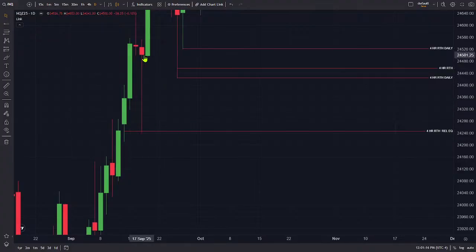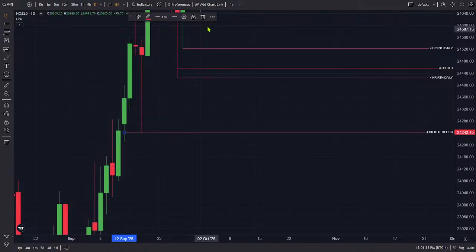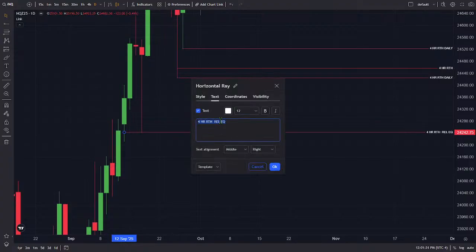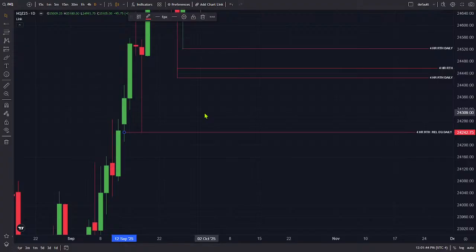Now, here is interesting. We have a daily. We move it down. I probably am a little off on my line. A daily relative equal low, 4 hour. That's a pretty important level. You want to make sure that you make that one identifiable, that it's not just another random level because of the relative equal lows. So I might add a little bit of weight to it, like that.